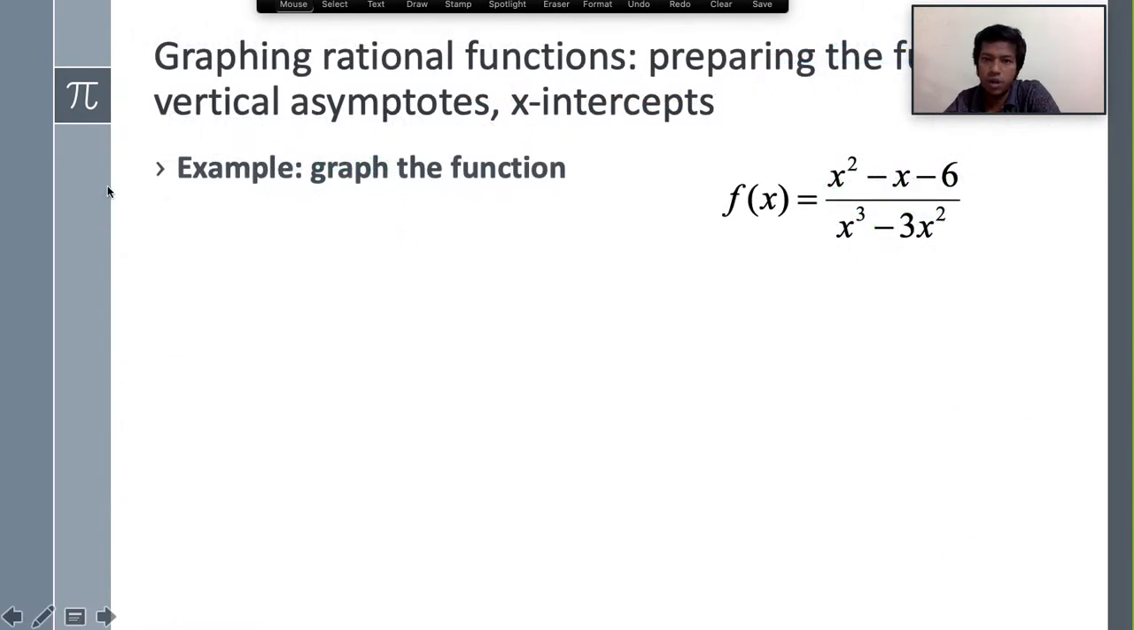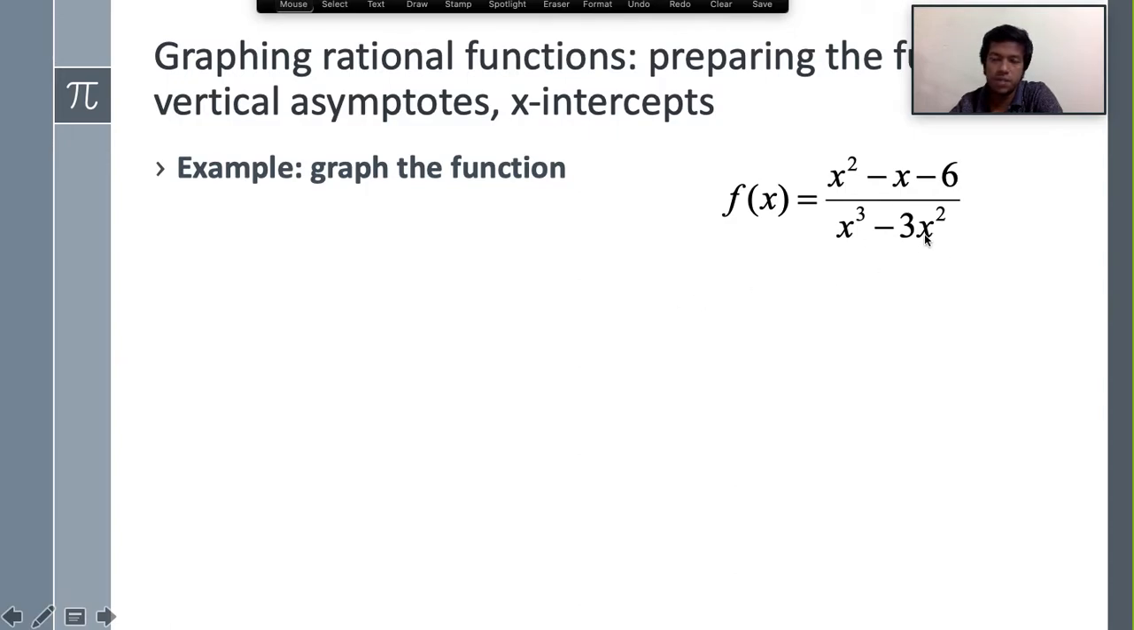Let's say this function. f(x) equals x square minus x minus 6 over x cube minus 3x square. We will try to draw the graph of this function. So what is the domain? First of all, we can find out the domain without considering anything else, just directly from this denominator.